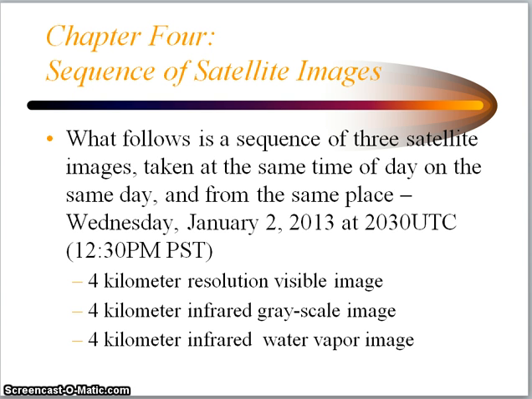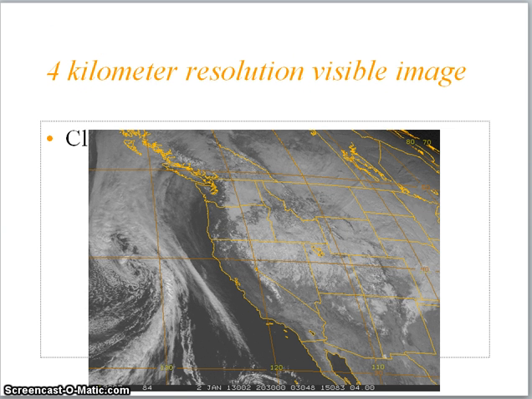So here we go. This is the first image, which is a 4-kilometer resolution visible image. Once again, this is taken at 12:30 p.m. on Wednesday, January 2nd. You can see that most of California is clear. You can see the snow-capped Sierra, and you can see a patch of fog in the San Joaquin Valley. And then you see that cinnamon roll-like swirl west of the Northern California coast. That's actually a storm system that's trying to come in. So here's the 4-kilometer resolution visible image.